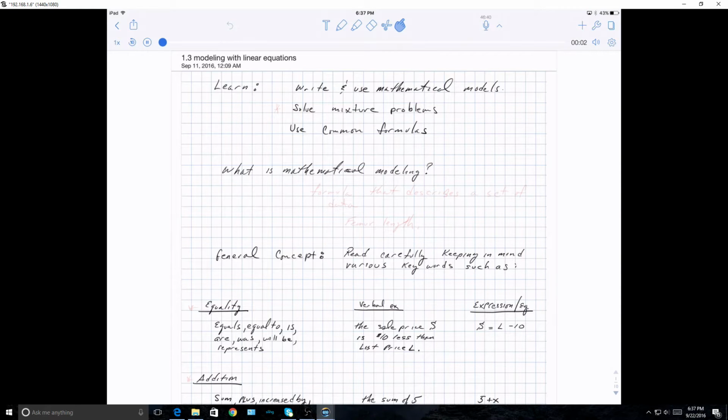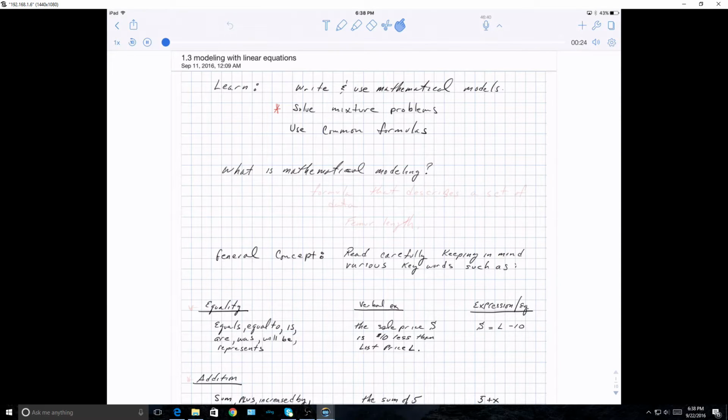Alright, now let's look at 1.3, modeling with linear equations. So we're going to learn how to write and use mathematical models, simple models right now. We're going to solve some extra problems. These are actually huge, so these are pretty big. And we're going to use some common formulas.